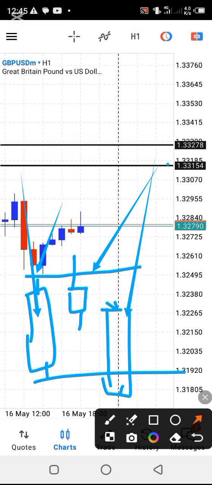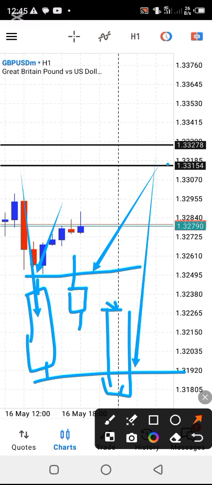Then the third candle is the distribution candle, which is the candle we are going to be trading. This candle is the one that's going to give us profit. It's going to push to our target, which is the next draw on liquidity, which is this low. I hope I'm making sense.